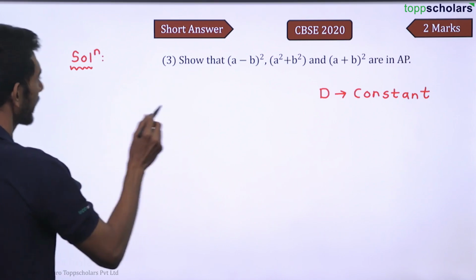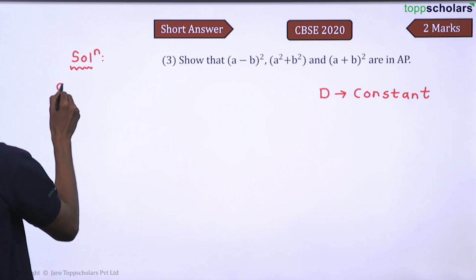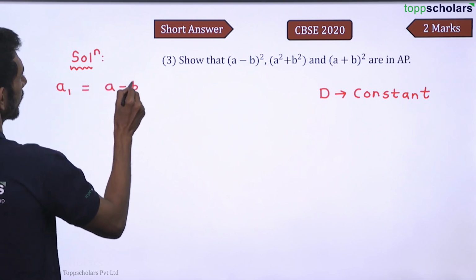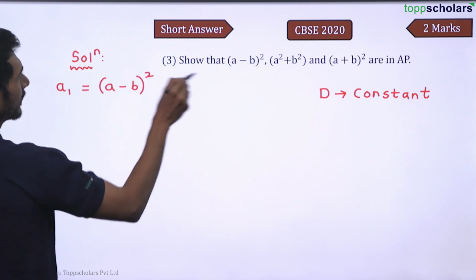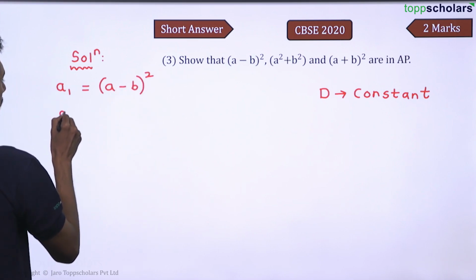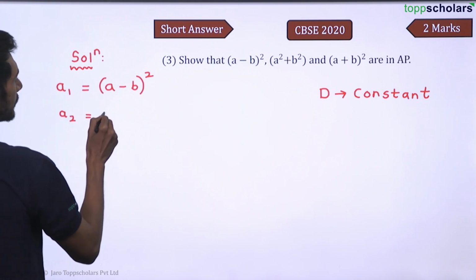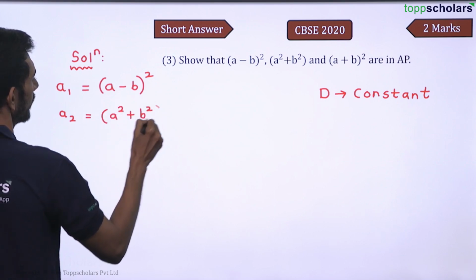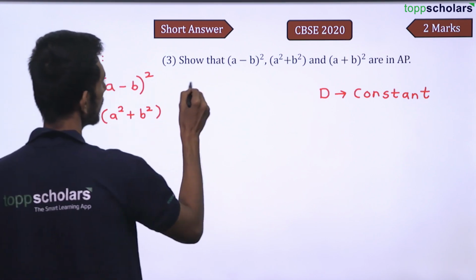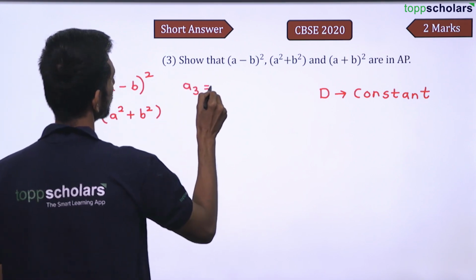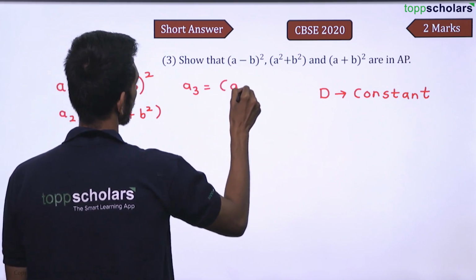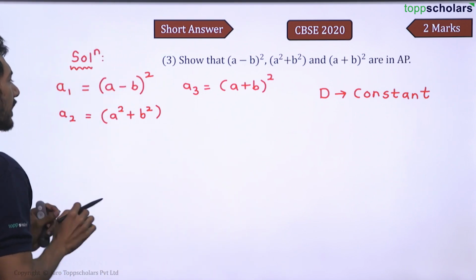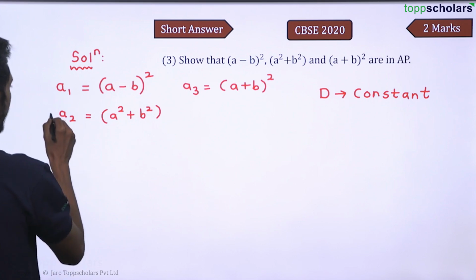So here firstly I can consider the first term A1 as (A minus B) the whole square. I can consider the second term as A square plus B square, and I can consider the third term as (A plus B) the whole square, right? So firstly let us find out A2 minus A1.